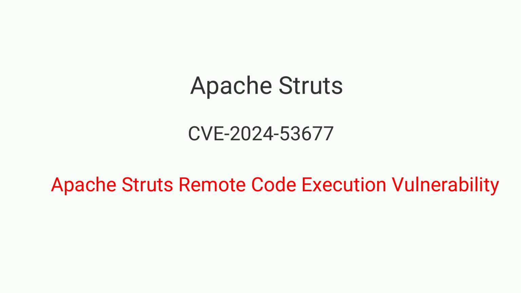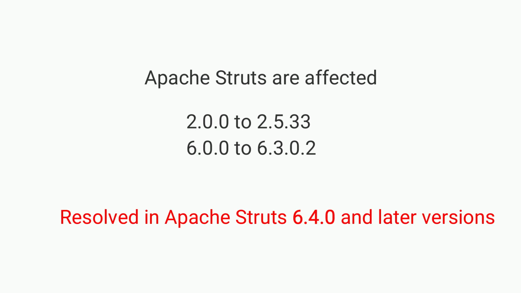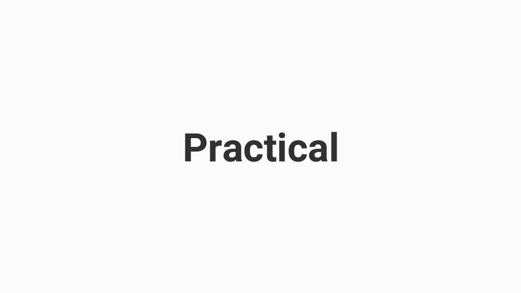The vulnerable versions are mentioned here on the screen, as you can see: 2.0.0 to 2.5.33 and 6.0.0 to 6.3.0.2. This issue has been resolved in Apache Struts 6.4.0 and later versions. So let's move on to the demo part so you will get a better understanding.